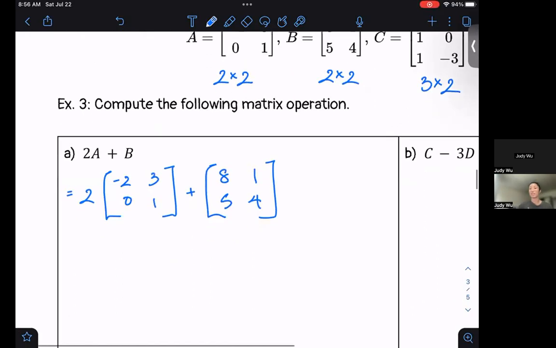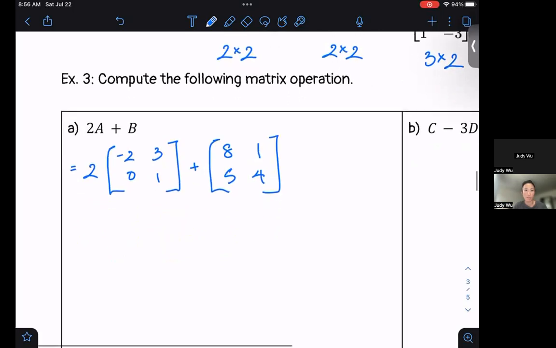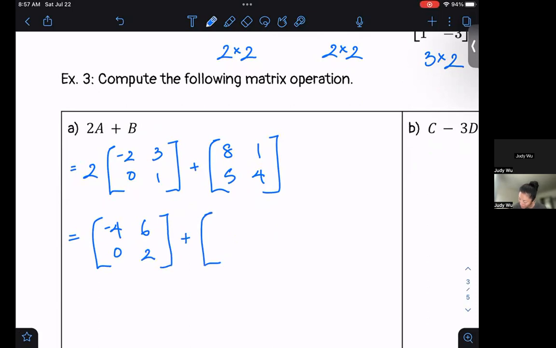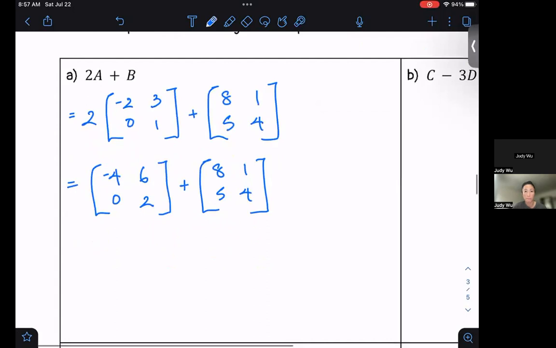All I've done so far is substitute in the matrices, right? Now, if I have this 2 out in the front, you might be wondering, can I distribute it just like I do with parentheses? And the answer is yes, you can. This is what we call scalar multiplication. We have the number out front and we just distribute it to all of the entries in there. So that gives us -4, 6, 0, and 2, plus we still have our B matrix that we now need to add.